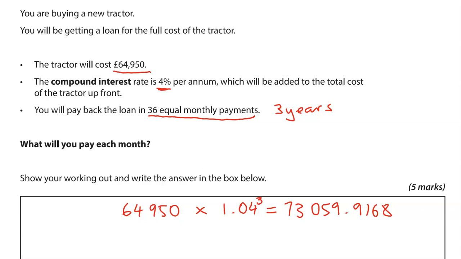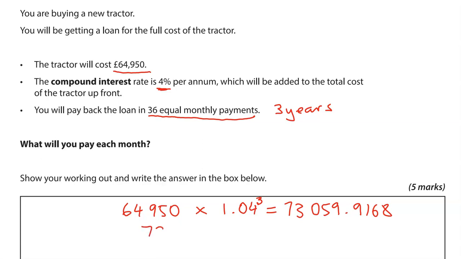But before I move on, just wanted to reiterate that if you can't do to the power of 3 in your calculator, you could do 64,950 times 1.04 times 1.04 times 1.04, and it will give you the same answer. So we've got this now, and as we were told in the question, this is going to be paid back in 36 equal monthly payments. So we're going to divide it by 36.